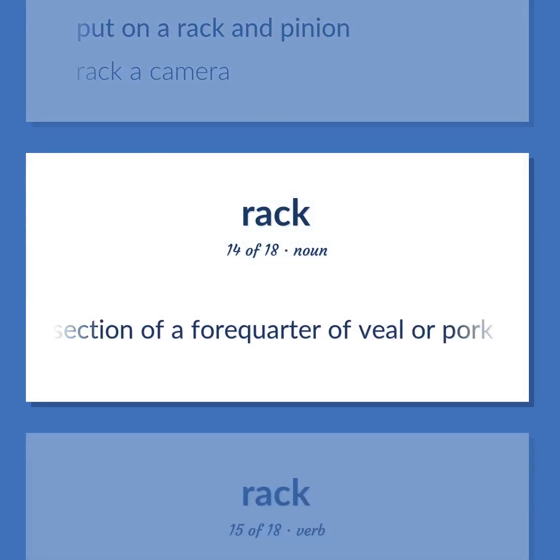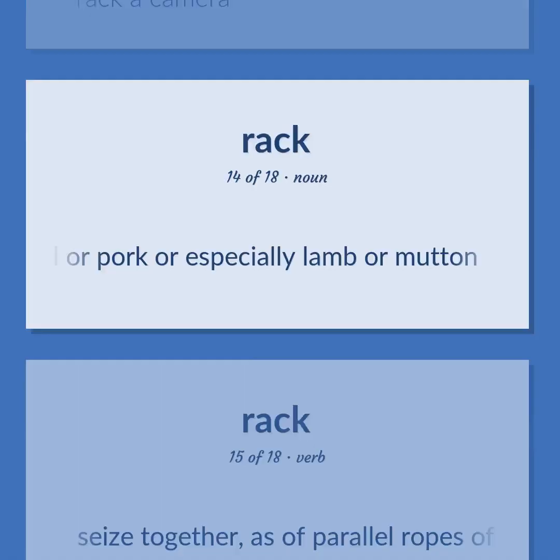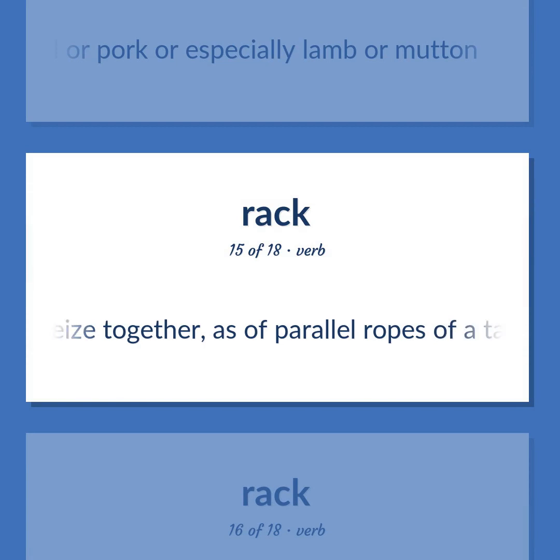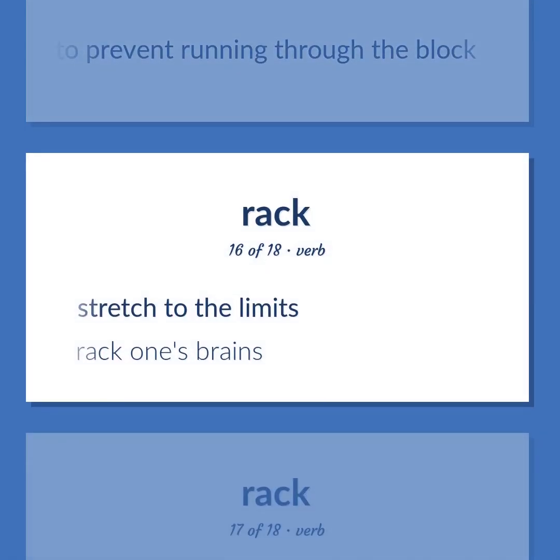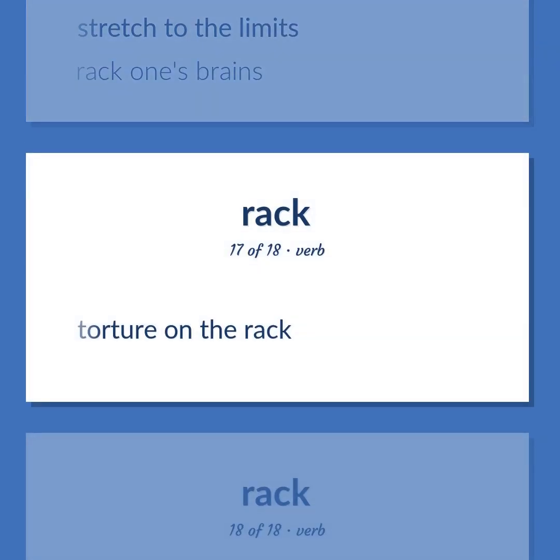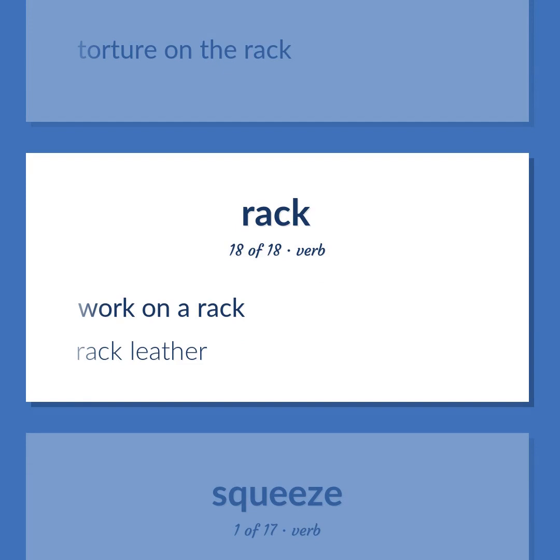Rib section of a forequarter of veal or pork or especially lamb or mutton. Seize together, as of parallel ropes of a tackle in order to prevent running through the block. Stretch to the limits. Rack one's brains. Torture on the rack. Work on a rack. Rack leather.